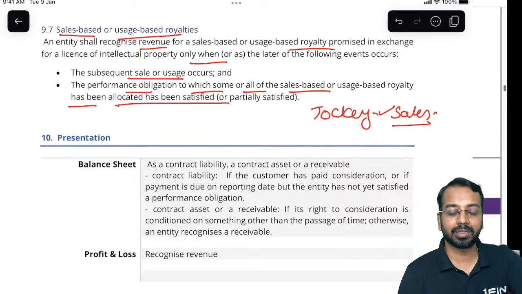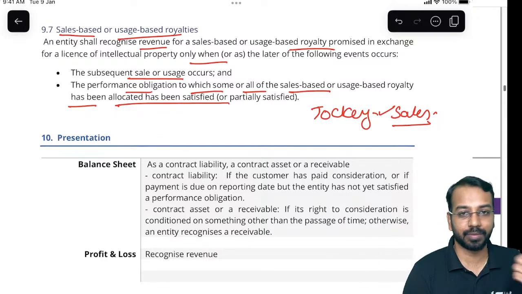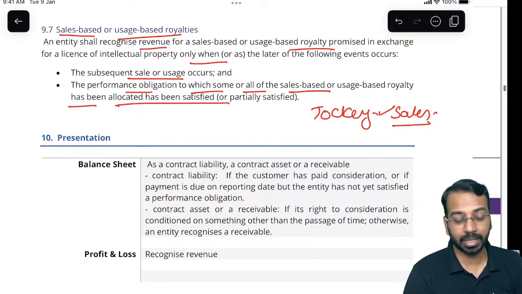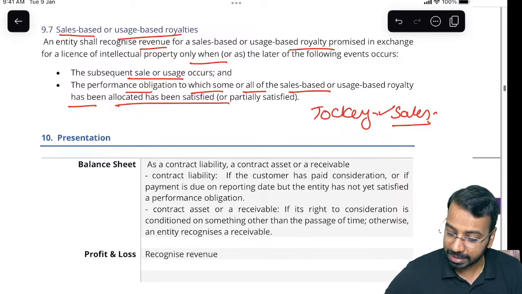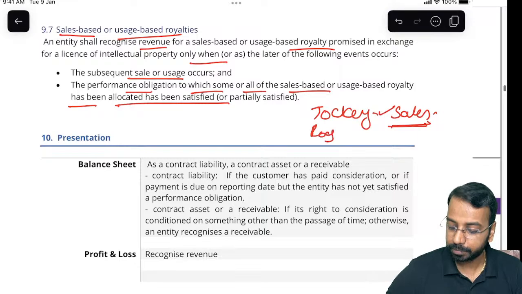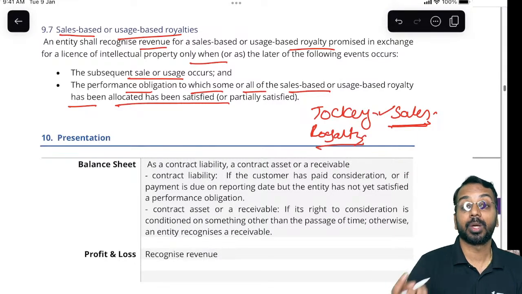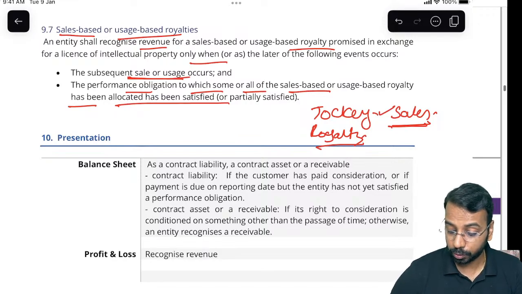It is not like the thing we discussed in the previous session, where we have intellectual property and there is a right to access or a right to use. Here it is about the sales happening, and based on the sales, royalty will be paid to the company. Now if the subsequent sale happens, royalty becomes due, and hence you will recognize revenue.